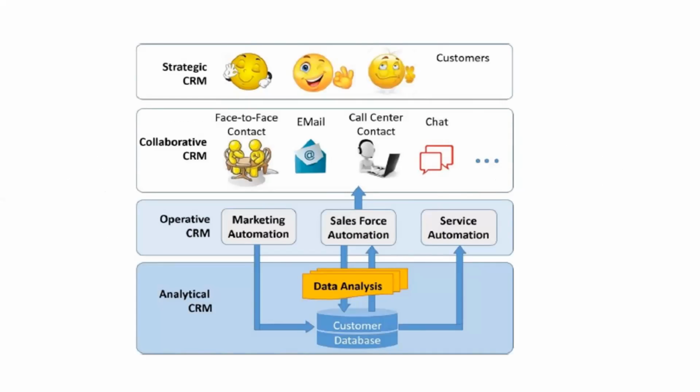Now, what is the position of CRM with respect to the database? After having known various types of CRMs, let us see where CRM stands with respect to the customer database. We have a strategic CRM, in which we give priority to customers, and in a collaborative CRM we focus on communication. In operative CRM we focus on automation, and we can take the analytics CRM, that is our data analysis or customer database. So this is the position of CRM with respect to the database.